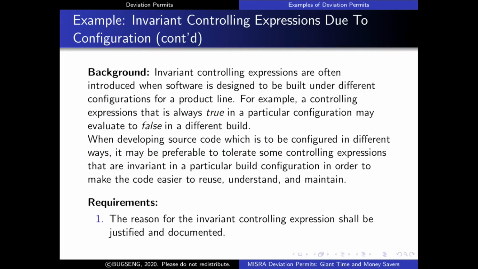So invariant controlling expressions are often used when software is designed to be built under different configurations for a product line. For example, a controlling expression that is always true in a particular configuration may evaluate to false in a different build. And when developing source code which is to be configured in different ways, it may be preferable to tolerate some controlling expressions that are invariant in a particular build configuration in order to make the code easier to reuse, understand, and maintain. Okay, there is one requirement: the reason for the invariant controlling expression shall be justified and documented. So we need to write down the fact that there are other configurations in which this controlling expression is not invariant.